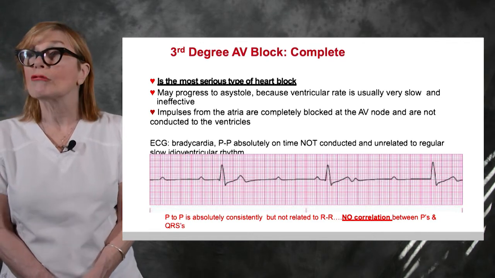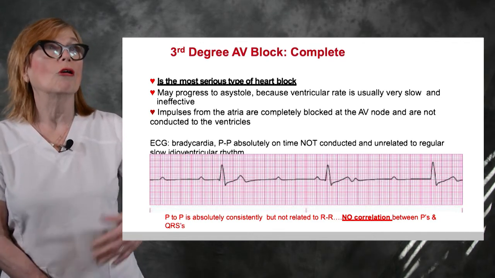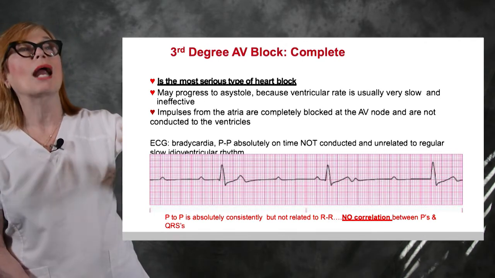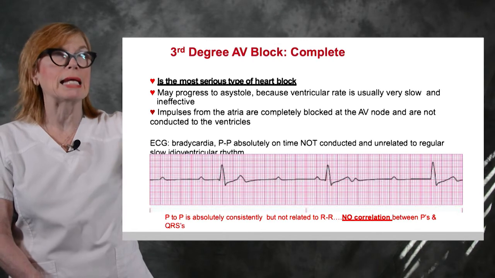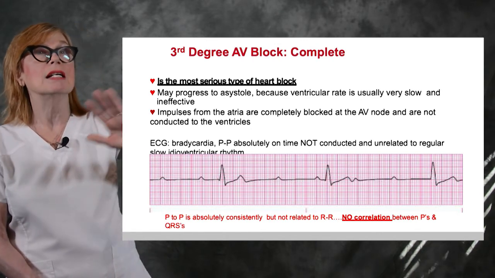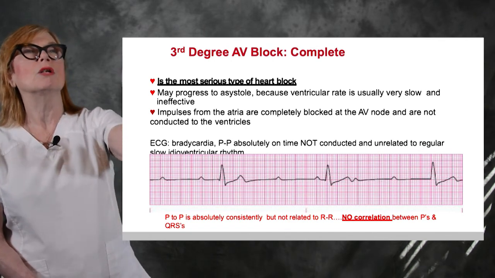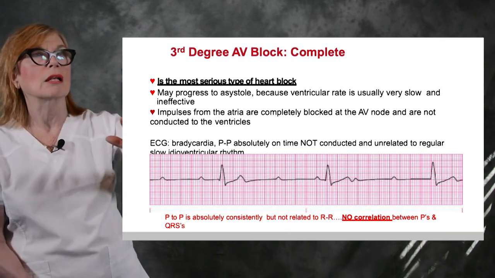The ventricular rate is usually quite slow because now the Purkinje fibers are firing at a rate of 30 to 40 beats per minute. Our atria are firing at a much faster rate. So P to P, P to P, P to P, P to P, constant.